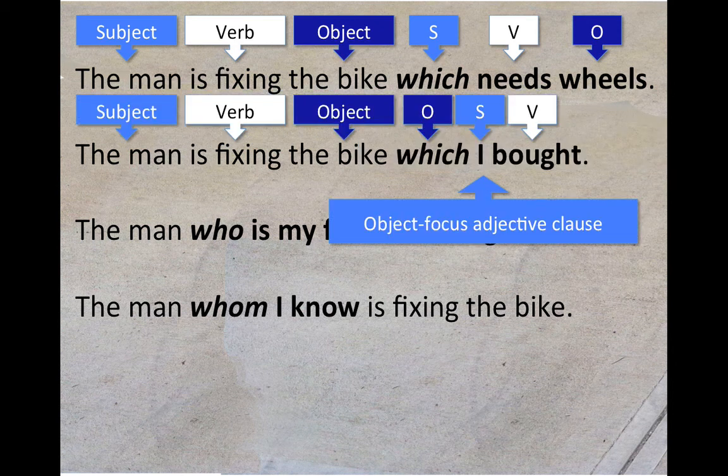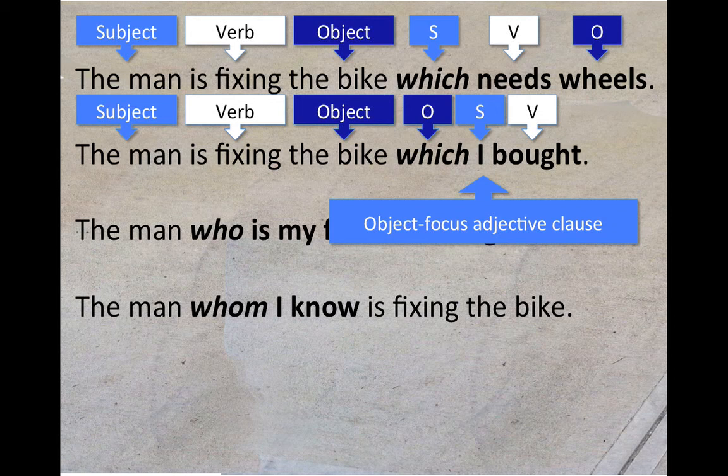We can also have, the man is fixing the bike, which I bought. So again, in the main clause, the man is fixing the bike, same order, but in this adjective clause, the relative pronoun is the object, "which." "I" is the subject, and "bought" is the verb. So this is an object-focused adjective clause because the relative pronoun is the object in the relative clause. And this one is also modifying the object of the main clause, the bike.